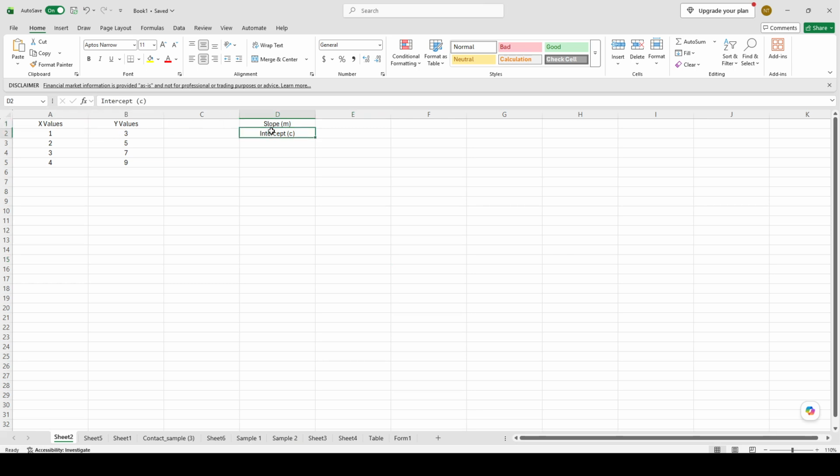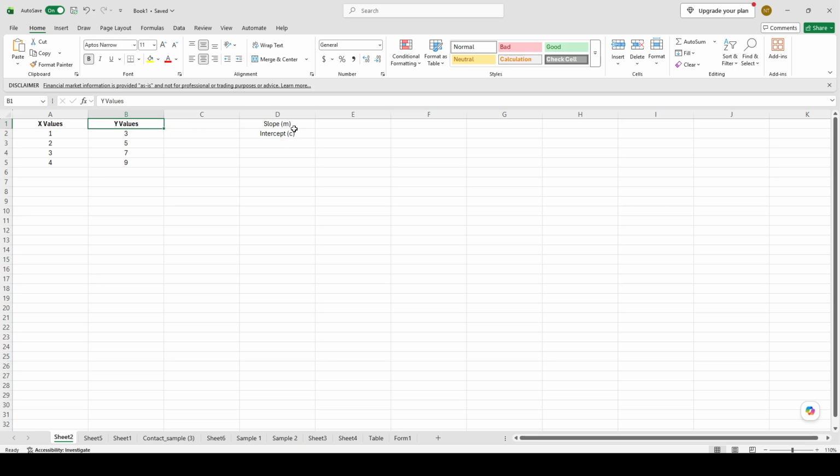First, type X values in cell A1. This tells Excel, and it also helps you, that the numbers you enter in that column represent your X coordinates. Right after that, type Y values in cell B1. Now your worksheet is ready for paired points, where each Y value corresponds to the X value in the same row. Next, type slope M in cell D1.